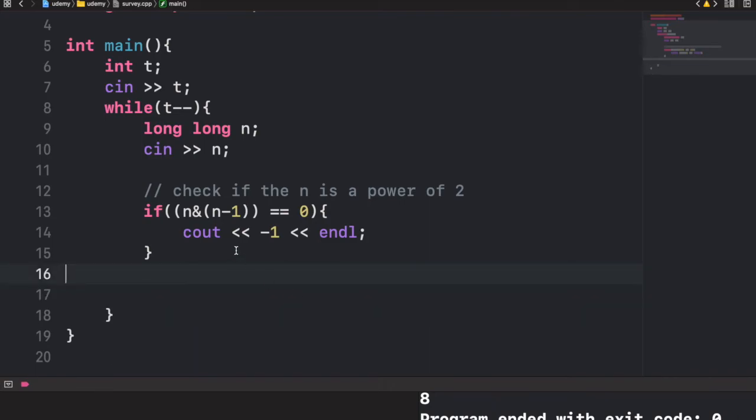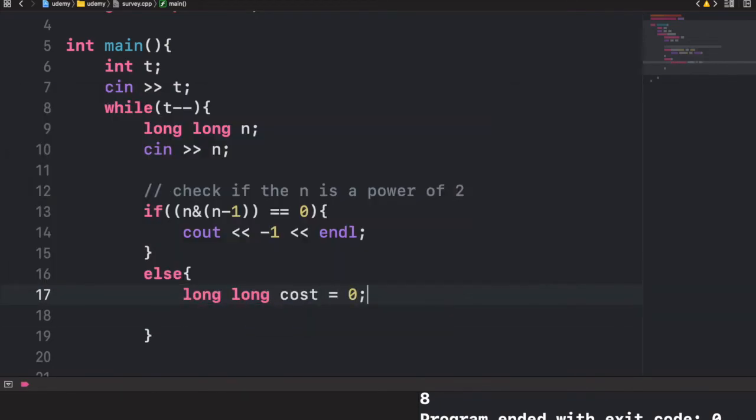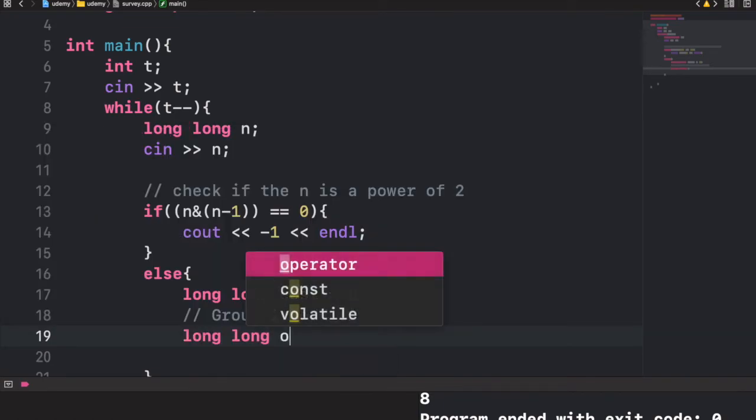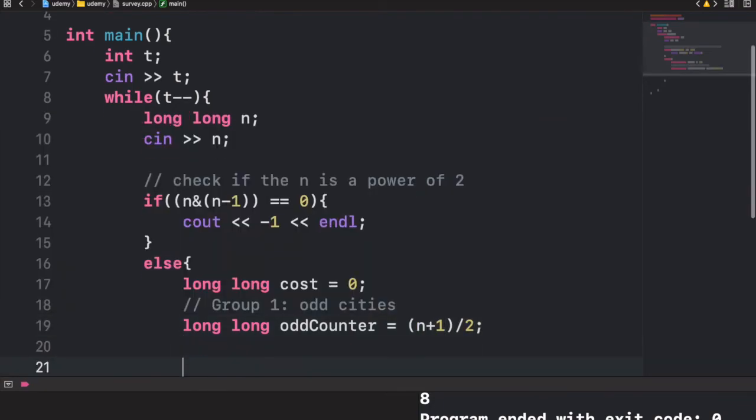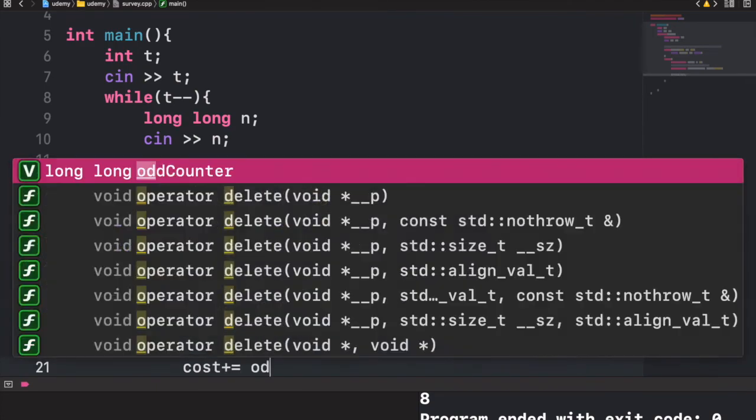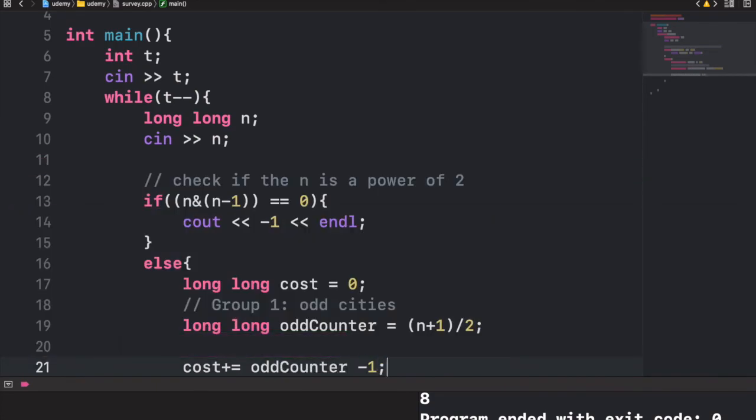Okay, so after we have that established, let's go on to the else statement. And so let me create a variable called cost. And so I'm going to be calculating group 1 separately from the rest of the groups. And so group 1 contains basically all of the odd cities. So let me just create a variable called odd counter. And so the number of odd cities would just be n plus 1 divided by 2. And so we would add that to the cost, and we would subtract 1.